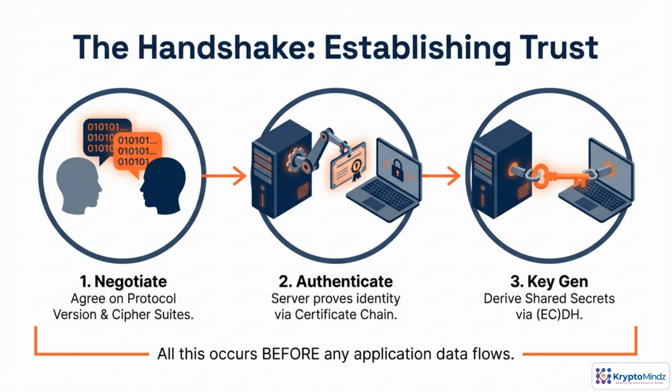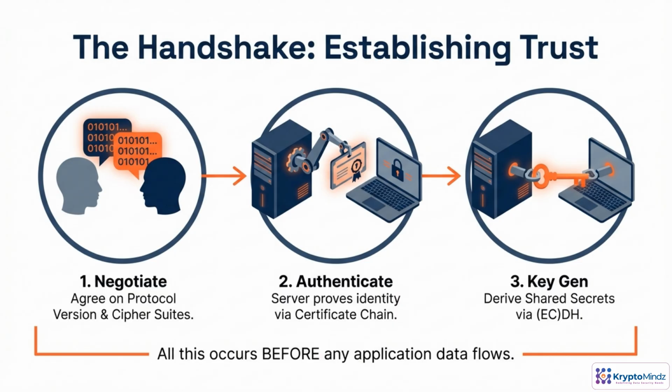Before any real data is sent over a secure connection, the two parties have to complete a kind of cryptographic handshake. They begin by negotiating the rules of the conversation. The client and server agree on the protocol version and which cipher suites they both support. This is like agreeing on a common language and set of tools, so everything that follows is compatible and secure.